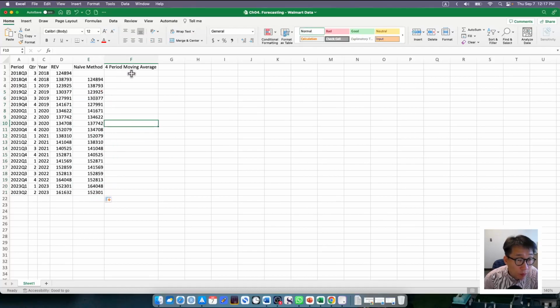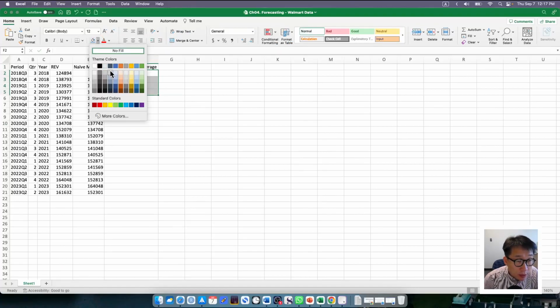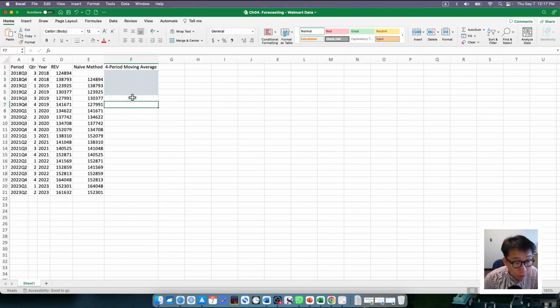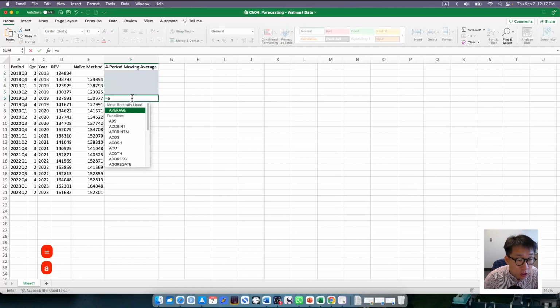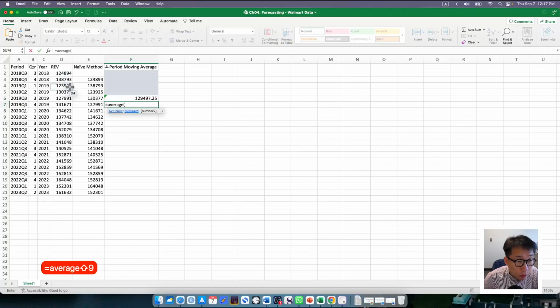And with a 4-period moving average. So this is a 4-period moving average. Therefore, you have to skip the first 4 periods because you don't have enough data until it gets to the 5th period. So your 5th period prediction is essentially the average for your previous 4 periods. Okay, so I'm going to do that one more time. It's the average for your previous 4 periods.